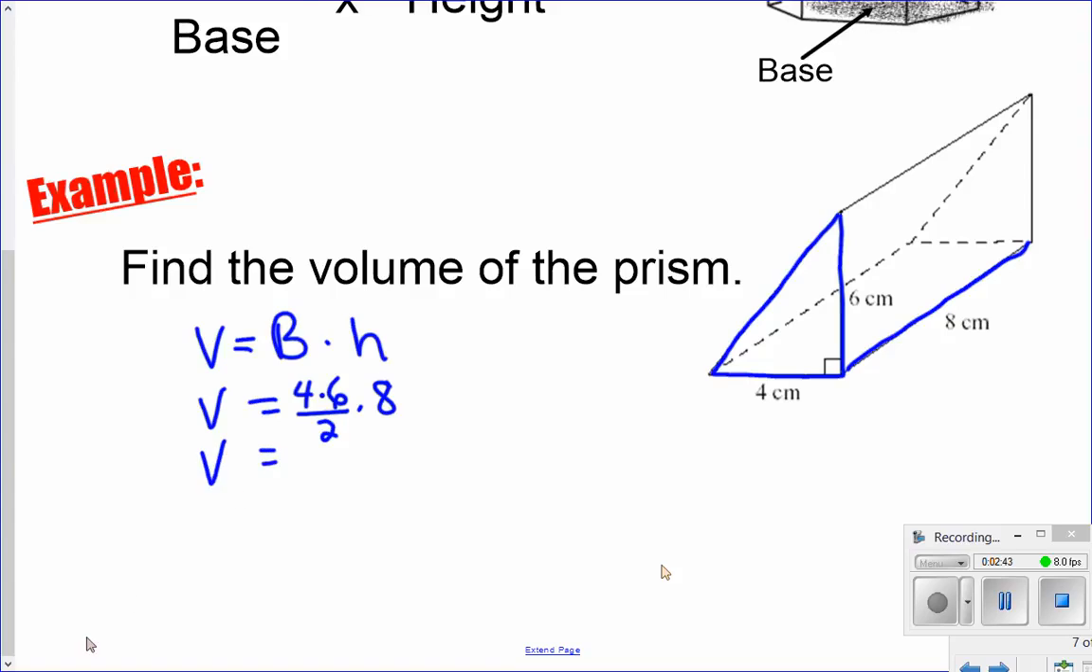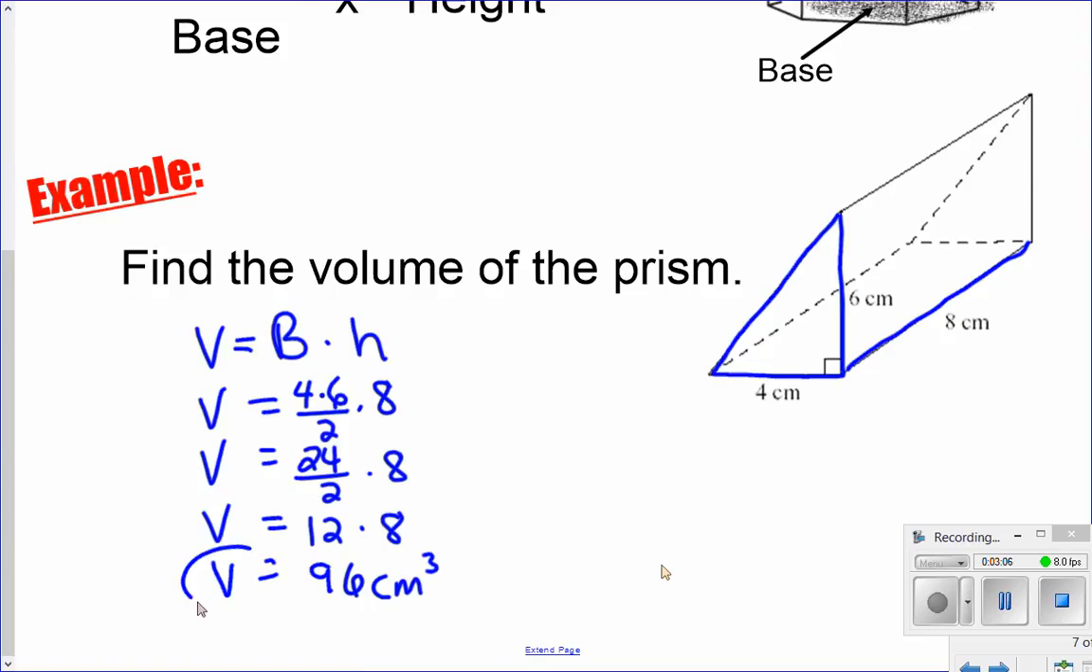So 6 times 4 is 24. We'll divide that in half, and we'll multiply by 8. So 24 halves is 12 times 8. 12 times 8 is 96. And these are centimeters. And remember, we're talking about volume here, so that's going to be in centimeters cubed. So the volume of this figure, this triangular prism, is 96 centimeters cubed.